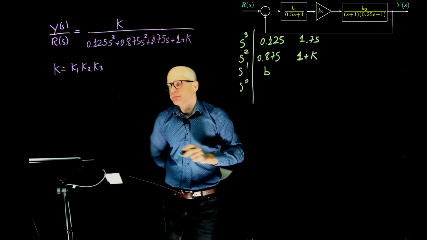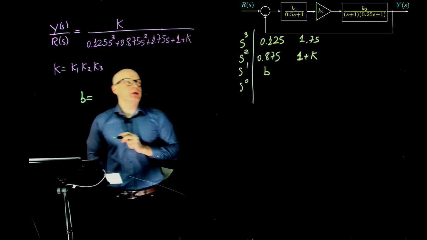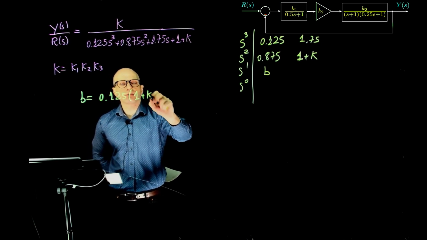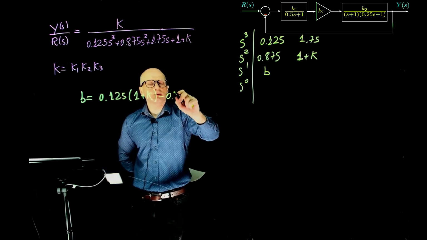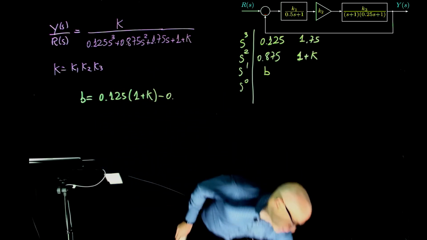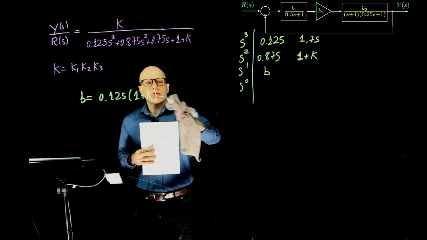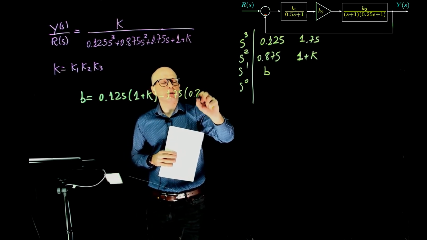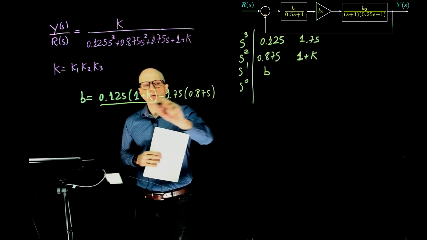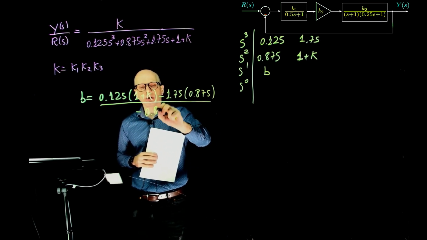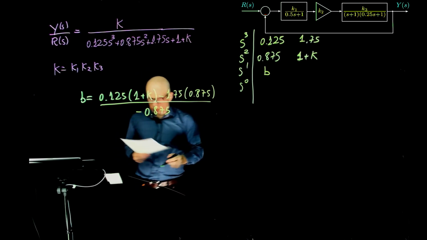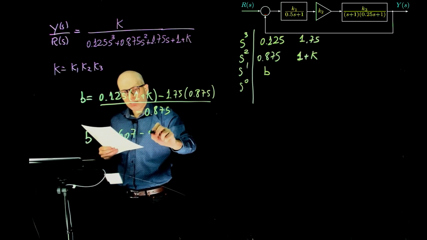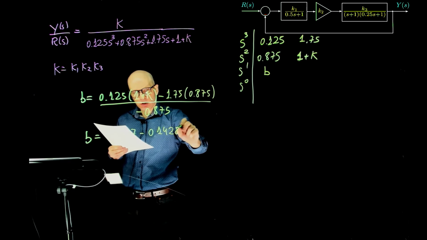What is the value of B? B is 0.125 times 1 plus K minus 1.75 times 0.875, divided by negative 0.875. So you can recalculate this, and this gives the value of B as 1.607 minus 0.1428 K.